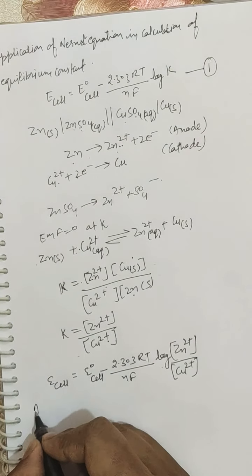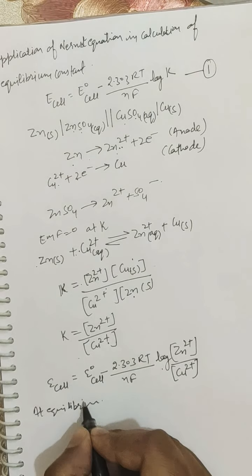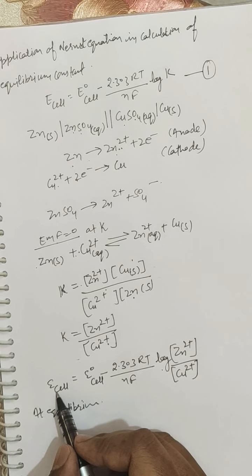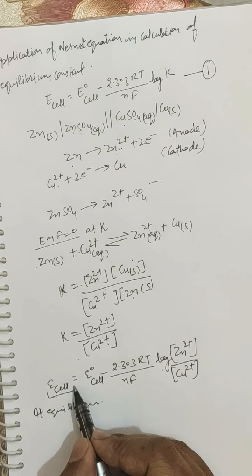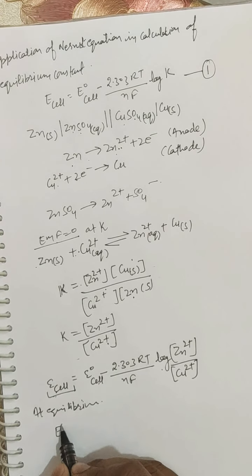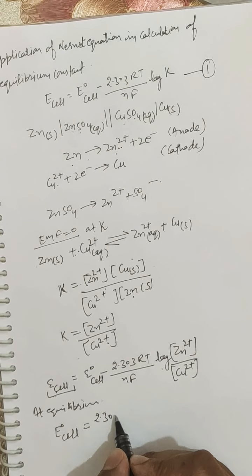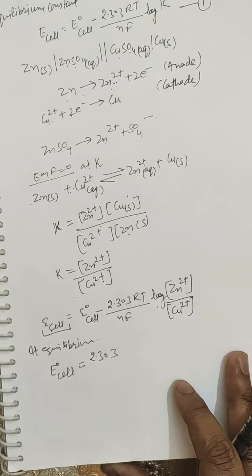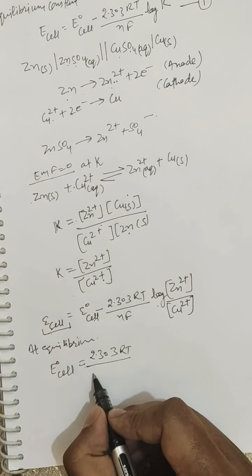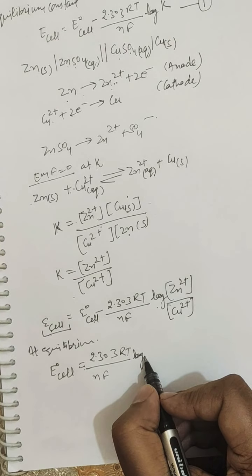Further, at equilibrium, what happens? At equilibrium, the EMF of the cell becomes 0. So the value of this term also becomes 0. So we can write this equation in a further modified form: E° of the cell is equal to 2.303 RT over nF into log of [Zn²⁺] over [Cu²⁺].